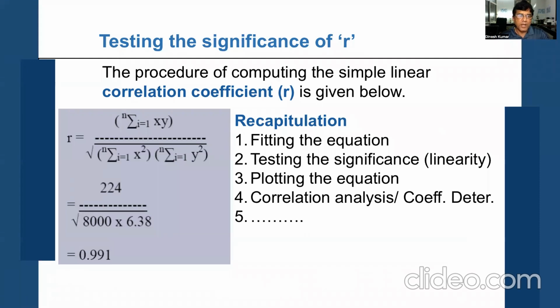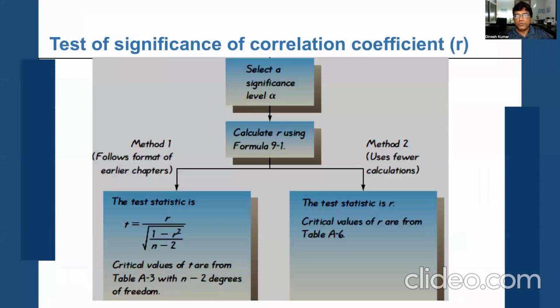Okay, this is fine, but how can I say that it is significant? How can I say this correlation coefficient is significant? To know the significance of the correlation, there are 2 different methods.